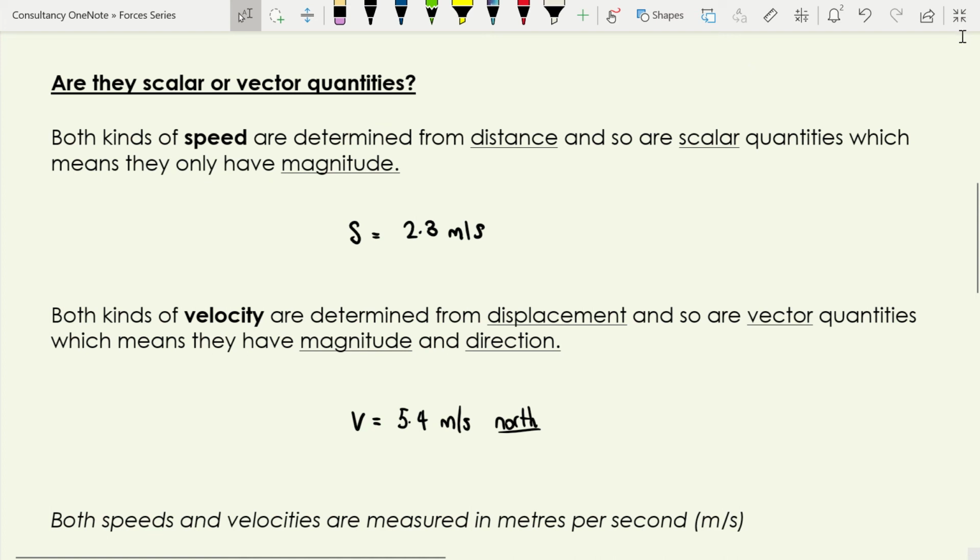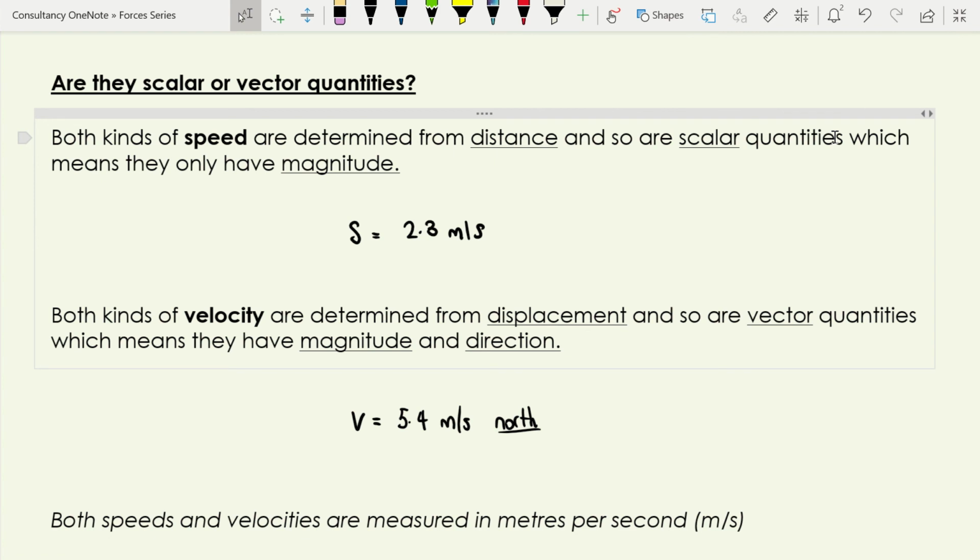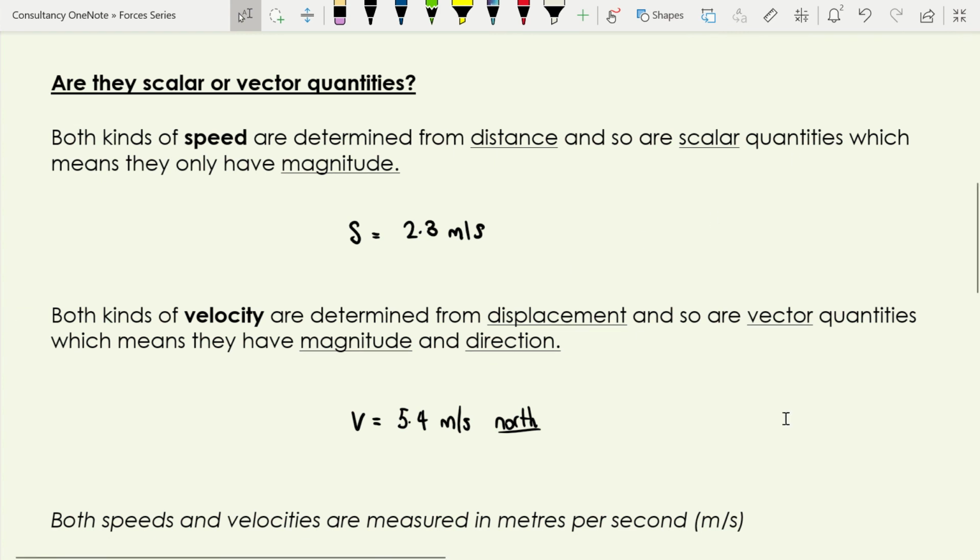Velocity is determined from displacement. Now, displacement is a vector quantity, so velocity, therefore, is also a vector quantity, which means it has magnitude and direction. So for a velocity, we would have to say, I don't know, 5.4 meters per second north, or 2.3 meters per second left, or give some sort of angle that it's traveling at, something to indicate its direction. But in terms of something they have in common, they're both measured in meters per second.